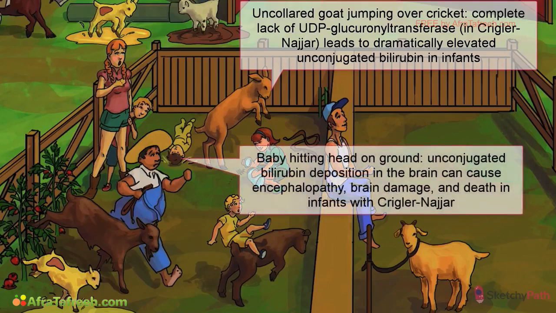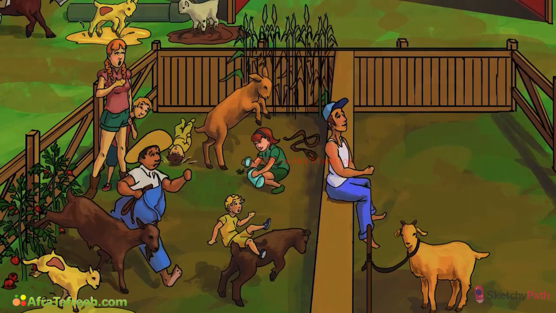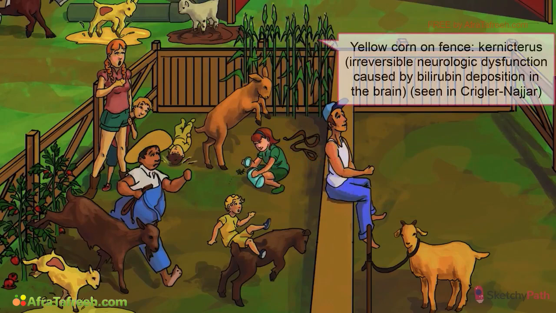This quickly leads to unconjugated hyperbilirubinemia and marked jaundice within the first few days of life. While Crigler-Najjar type 2, in which there's only a partial deficiency of UDP glucuronyl transferase, is less severe, type 1 can lead to marked hyperbilirubinemia. Unconjugated bilirubin heads to the brain to cause cell death, leading to encephalopathy, brain damage, or death if not diagnosed and treated early. When acute encephalopathy causes irreversible neurologic dysfunction, this is called kernicterus, symbolized by the jaundiced ears of kernicterus corn in the back.